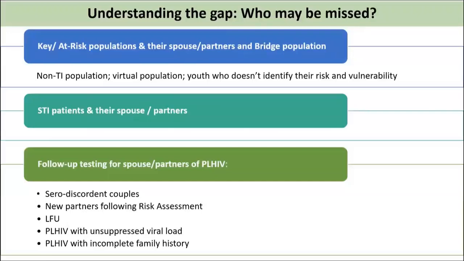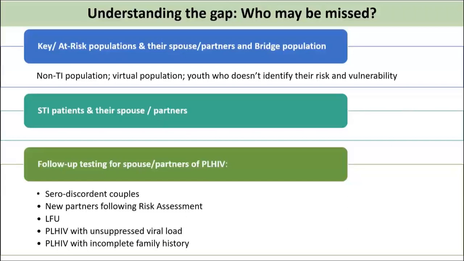Then there are serodiscordant couples. Generally, any couple, whether spouse or partner, when they are tested, they are just tested once and are not followed up on a regular basis. What is their status for HIV? This is something which we tend to miss.